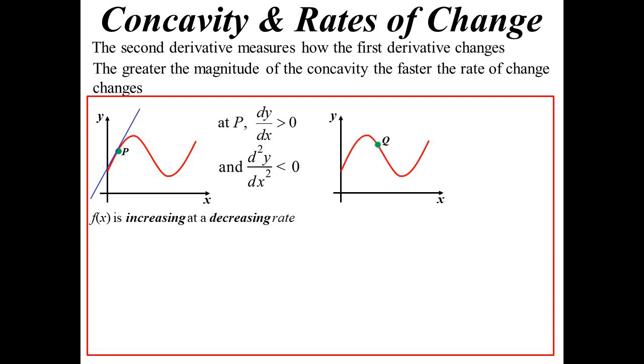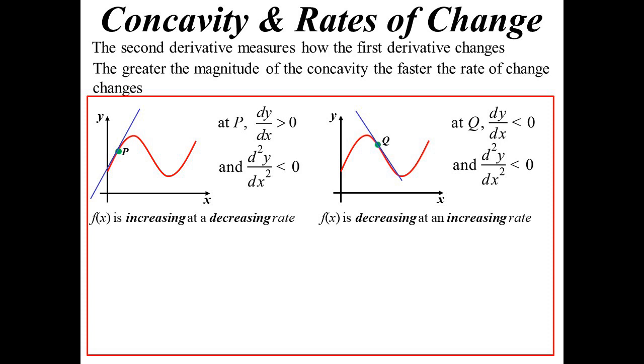Okay, Q. At that particular point, we now can see it's now decreasing. It's concave down. So here we go. This one is decreasing at an increasing rate. So this is where you've got to be careful. Just because the second derivative is less than 0 does not mean it's moving at a decreasing rate. It all comes down to which direction.